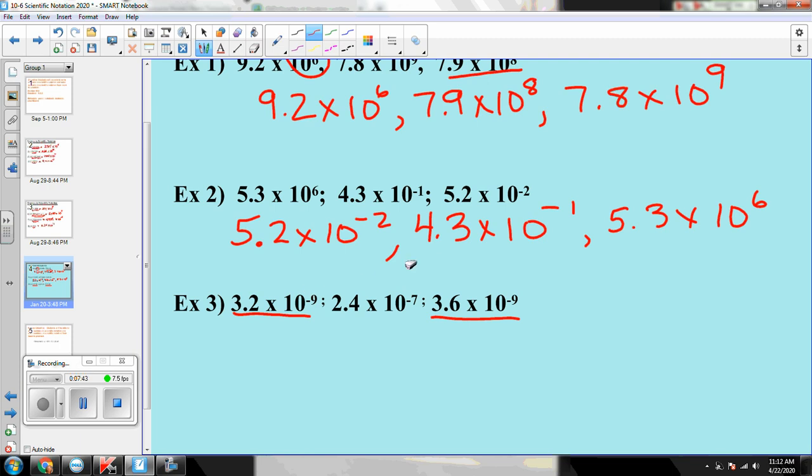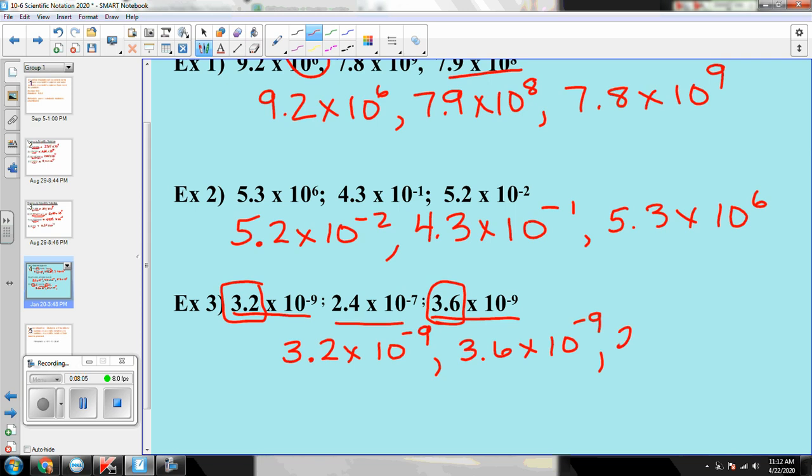So since they both have an exponent of negative 9, I look at 3.6 and 3.2. 3.2 is smaller, so that would be my lowest number, 3.2 times 10 to the negative 9. Next would come the 3.6 times 10 to the negative 9 because it also has an exponent of negative 9. The greatest number is 2.4 times 10 to the negative 7 because negative 7 is higher than negative 9.